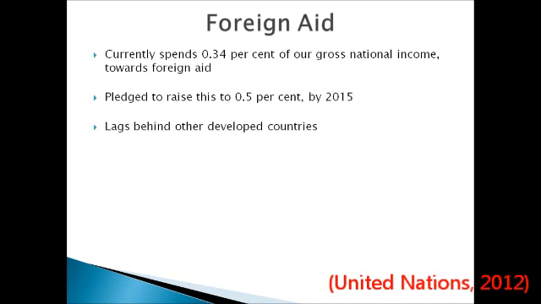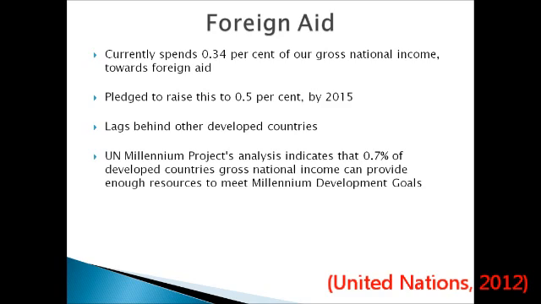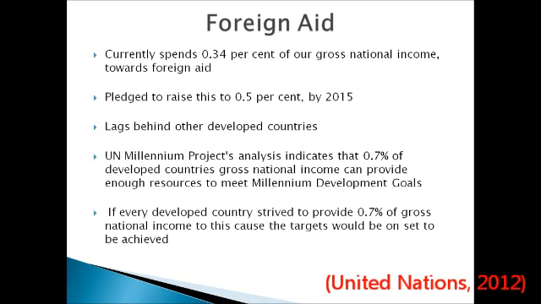But Australia still lags behind many other developed countries, with Britain pledging to raise its money given towards foreign aid by 0.7%. The UN Millennium Project's analysis indicates that 0.7% of developed countries' gross national income can provide enough resources to meet the Millennium Development Goals, but developed countries must follow through on these commitments. If every developed country strived to provide 0.7% of its gross national income to this cause, the targets would be on track to be achieved.